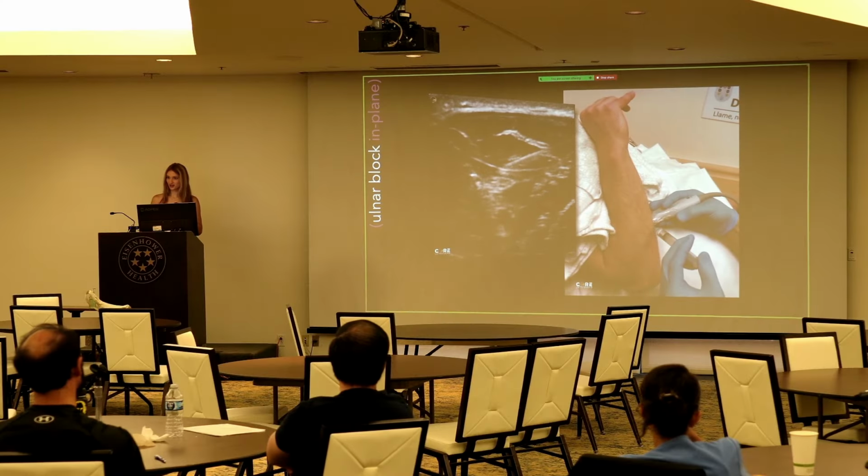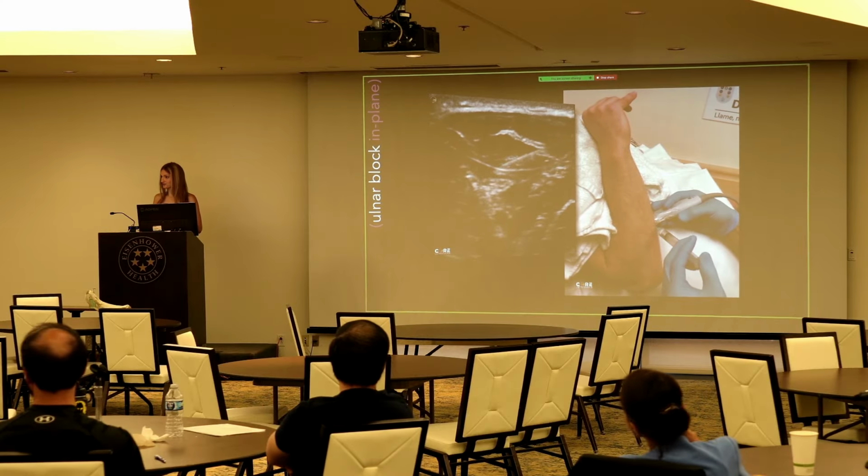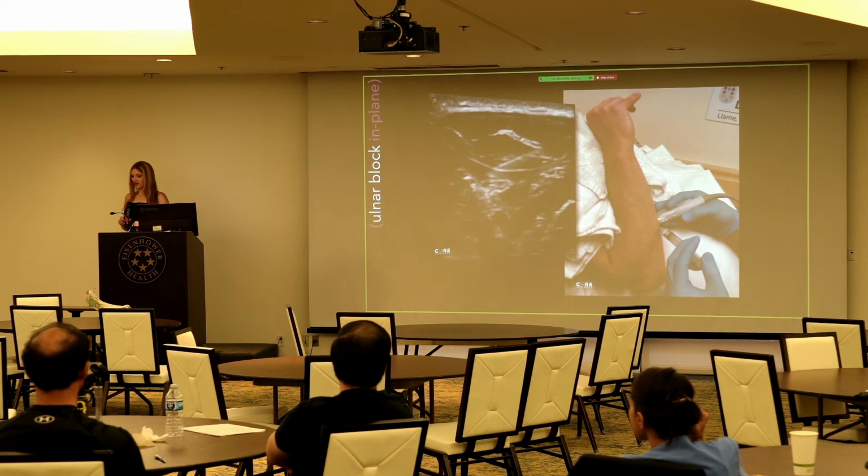Any questions on the ulnar block? Yes? Do you use ropivacaine for this as well, or just do lidocaine? It depends.